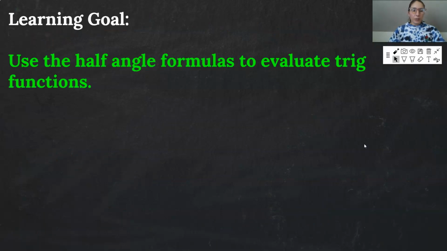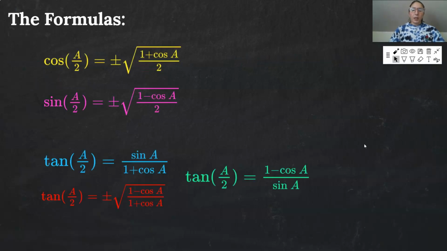So our learning goal today, by the end of the video, hopefully we'll be able to use the half angle formulas to evaluate trig functions. And again, this is going to be mostly done by focusing on the half angle formula for sine and the half angle formula for cosine. But just because they're so popular, here's also the half angle formula for tangent, if for some reason you find yourself in a standalone tangent situation.